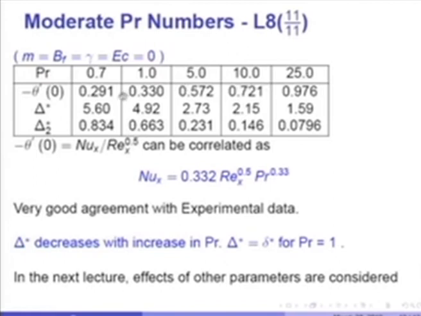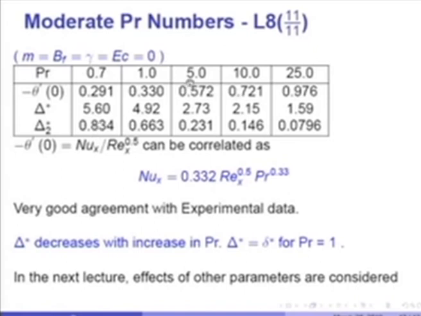Then you see the value of minus theta prime 0, which I have computed for Prandtl number from 0.7 to 25. So, you see at Prandtl number 1, this is the well known velocity solution really, where perfect analogy between momentum and heat transfer exists, 0.33, 4.92. But when the Prandtl number is reduced to 0.7, which is for the gas, you get theta prime 0 lowered to 0.291, the thermal boundary thickness increases, and so does the enthalpy thickness increase.